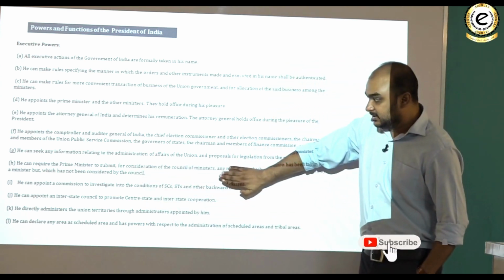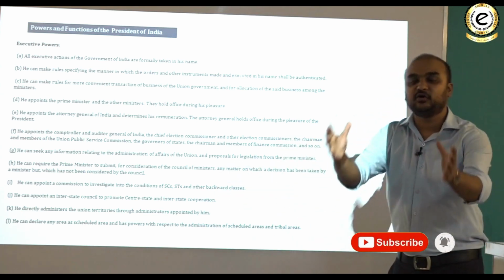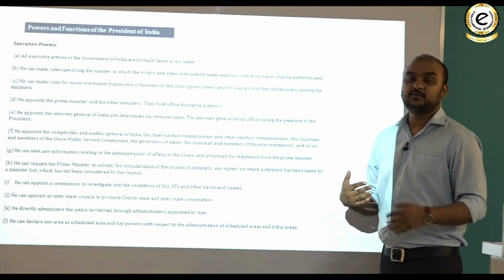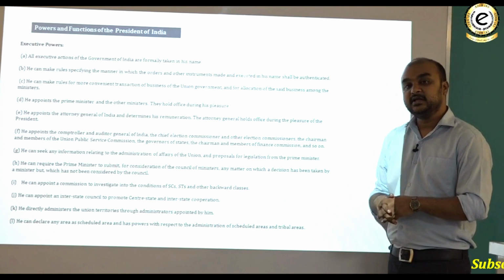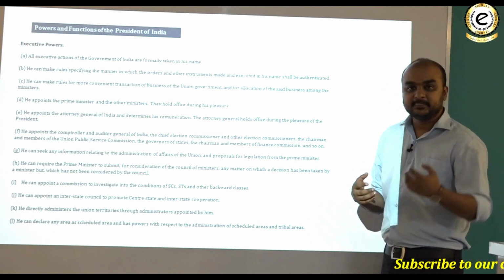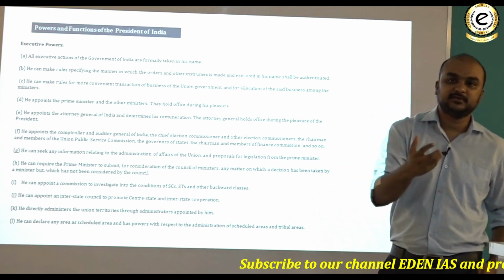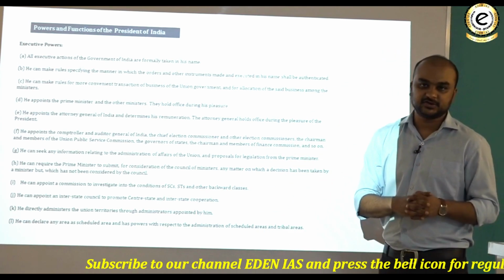Now, this clause has been incorporated to ensure the unity of the Council of Ministers. Suppose some minister has given some advice to the President, but that advice has not been discussed or deliberated in the Council of Ministers, then the President can cause that advice, through the Prime Minister, to be laid before the Council of Ministers for its consideration.